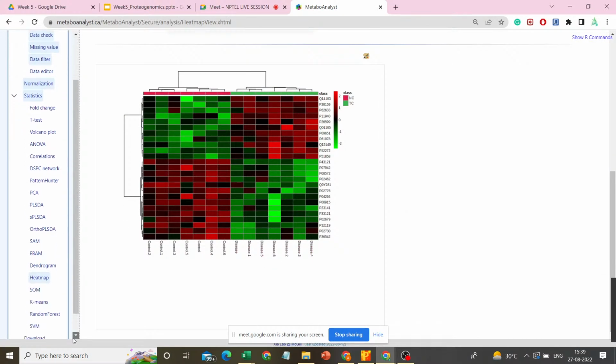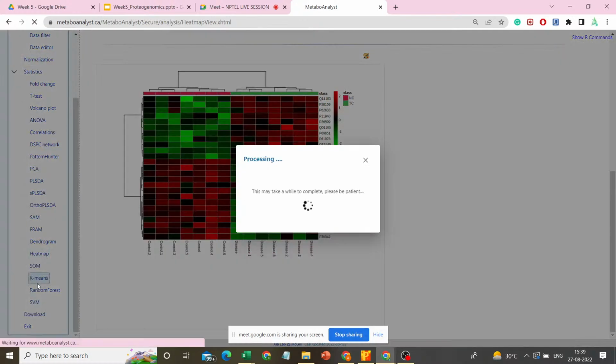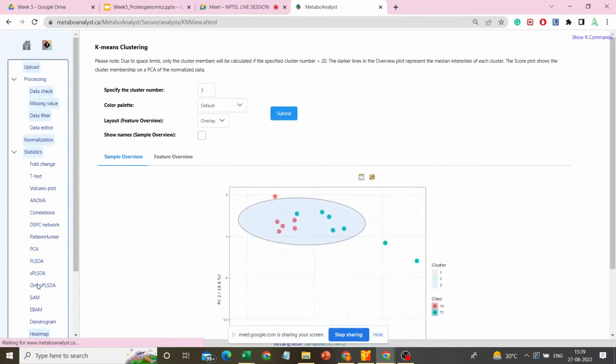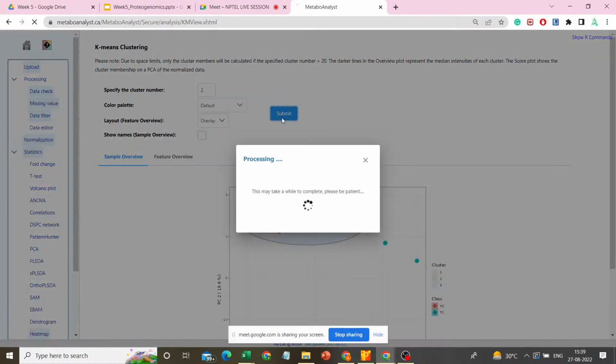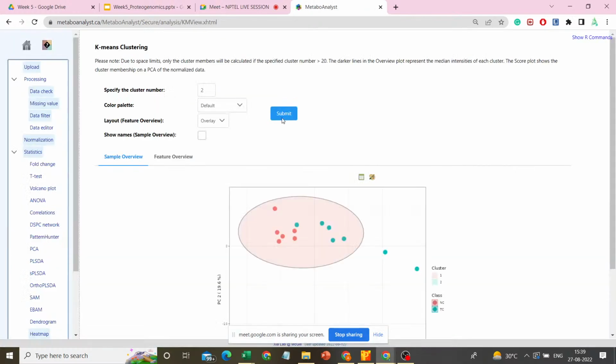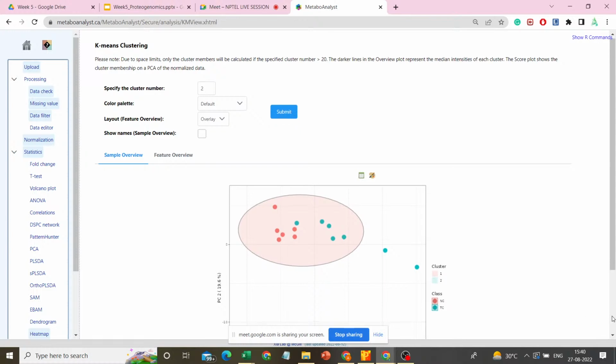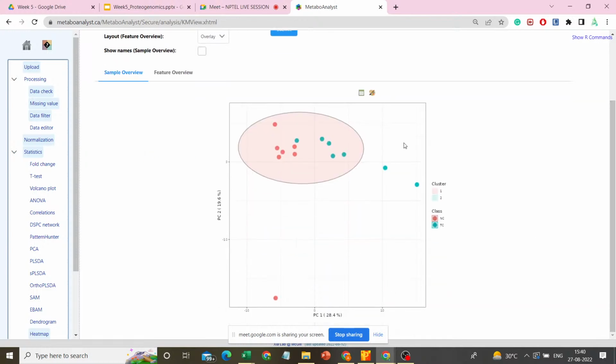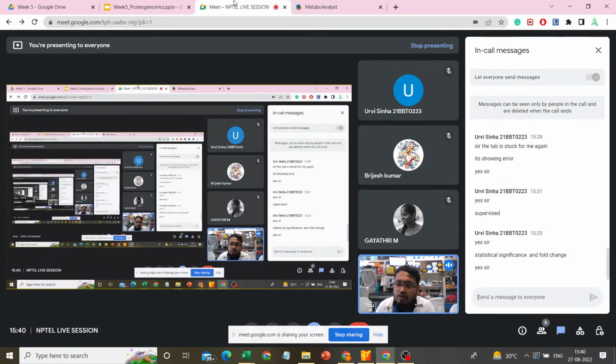So now if we go for k-means, you can specify your cluster number. See, it is clustering accordingly. This is one cluster, this is another cluster, but you can see that it is not getting divided according to what we want, right? It could not do it.